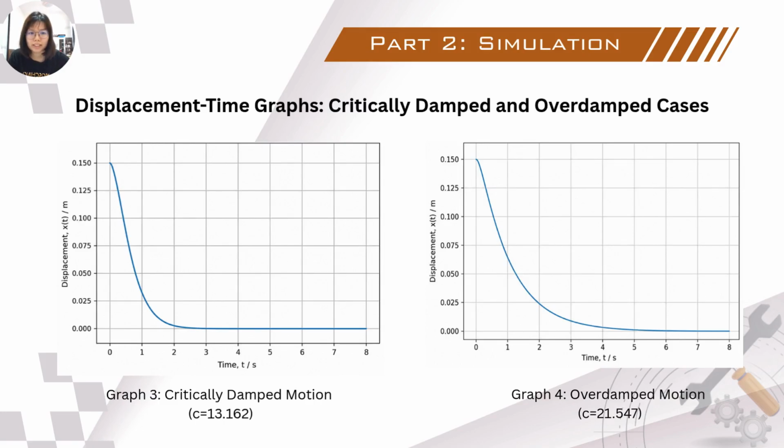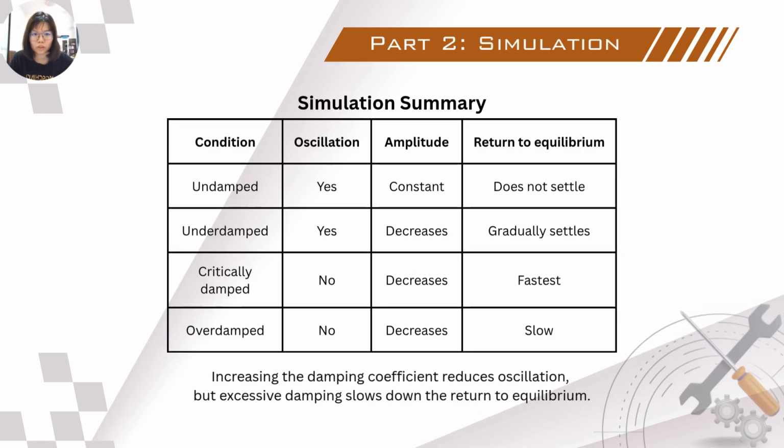For the overdamped case, the system also does not oscillate, but it takes a longer time to return to equilibrium because the damping force is too large. Based on the simulation, increasing the damping coefficient reduces the oscillation of the coilover. The undamped and underdamped cases show oscillatory motion, while the critically damped and overdamped cases do not oscillate. However, if the damping is too large, the system returns to equilibrium more slowly.